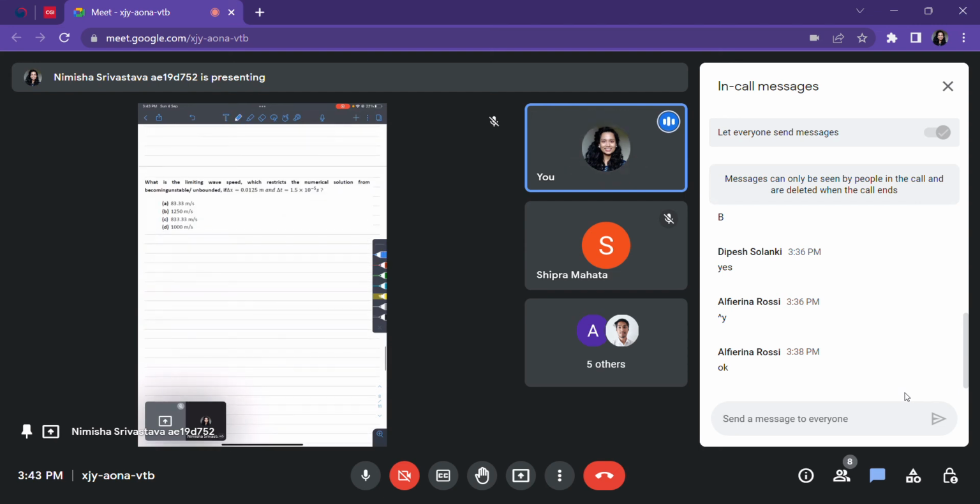Okay. So now we have a practical question on CFL, that is the Courant Friedrichs Lewy number, and basically that is a stability criterion for the wave equation. The requirement from the CFL is that it should be between 0 and 1.